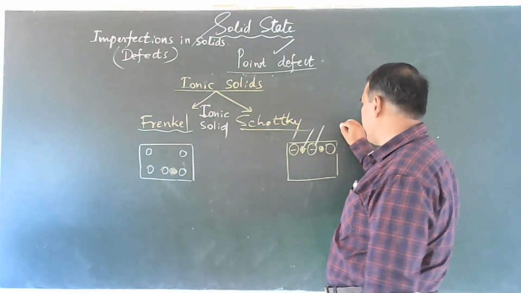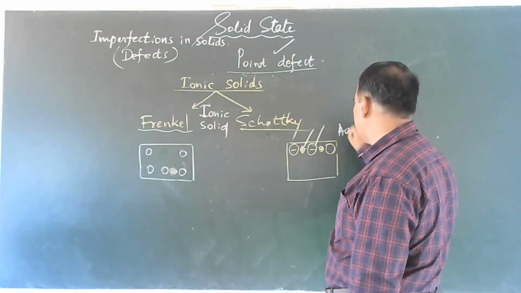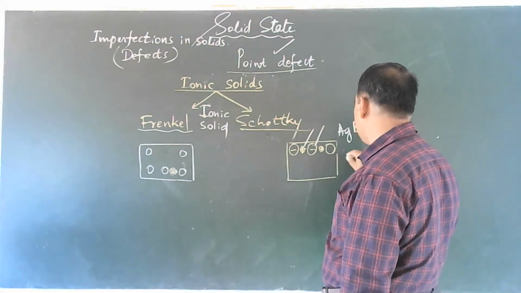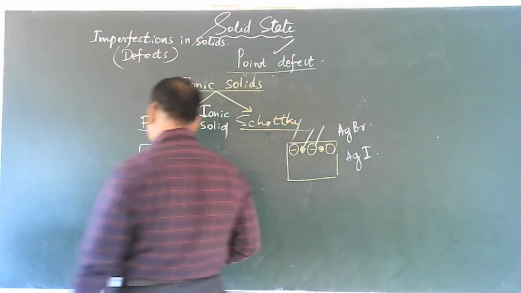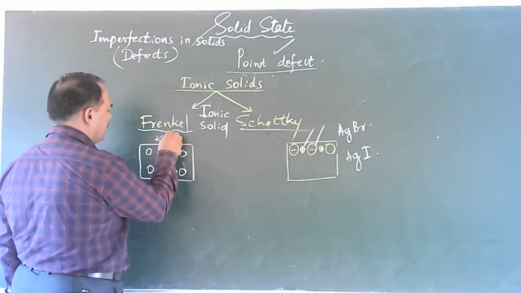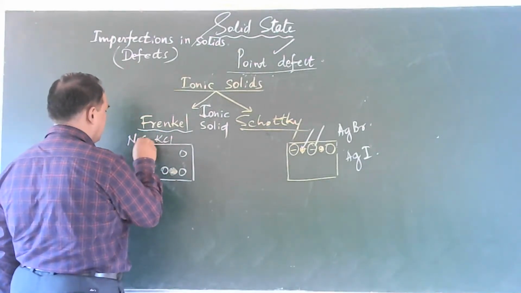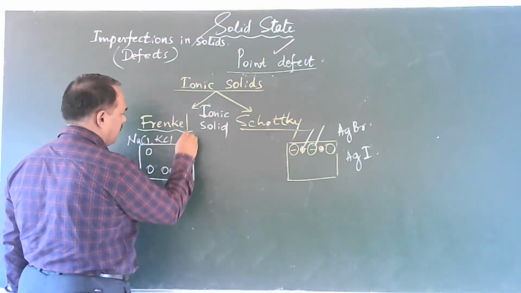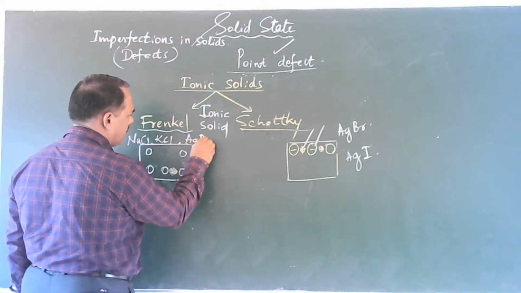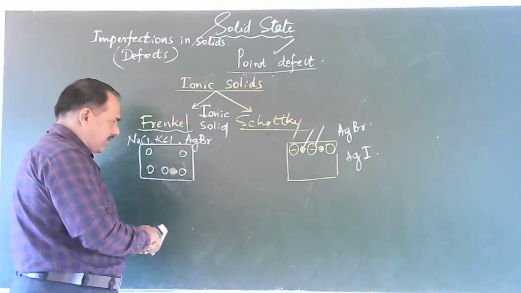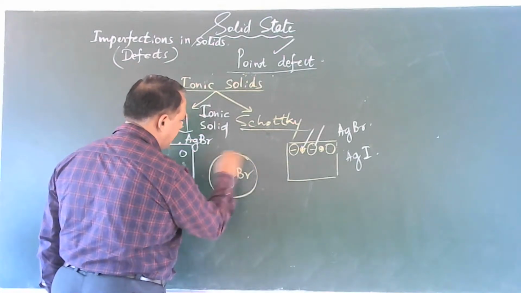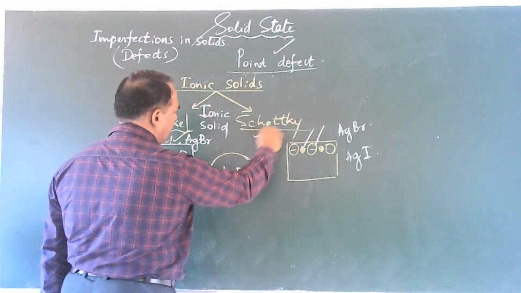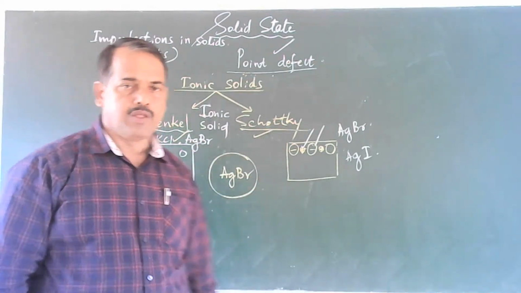The examples we can find are NaCl, AgI, etc. In Frenkel defect we can find examples like KCl, NaCl, AgBr. See here AgBr, silver bromide, exhibits both Frenkel defect as well as Schottky defect.